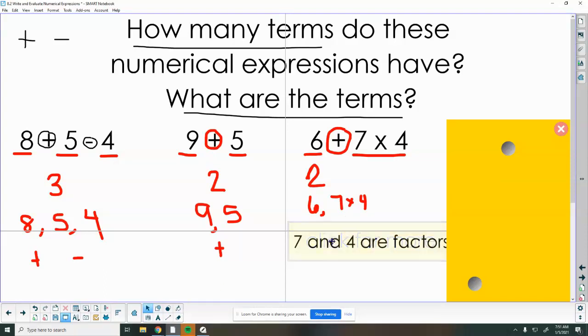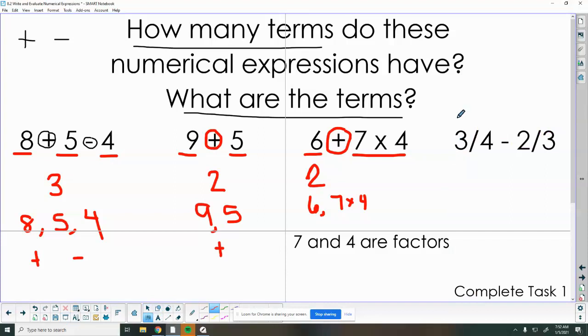So if you remember, when we have 7 and 4, those are actually factors. 7 times 4 is 28, and 28 has factors of 7 and 4. So together they make a term. Separately, they are factors. So two terms. The term is 6, and 7 times 4 is a term. So one term is 7 times 4, but then separately, 7 and 4 are factors. So let's try one more of those.